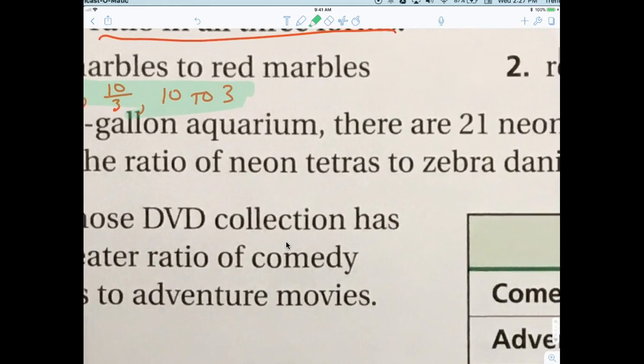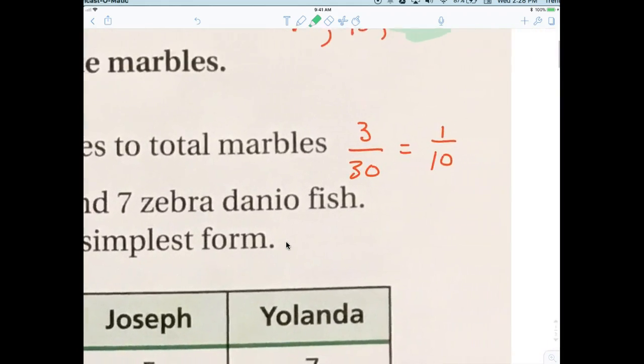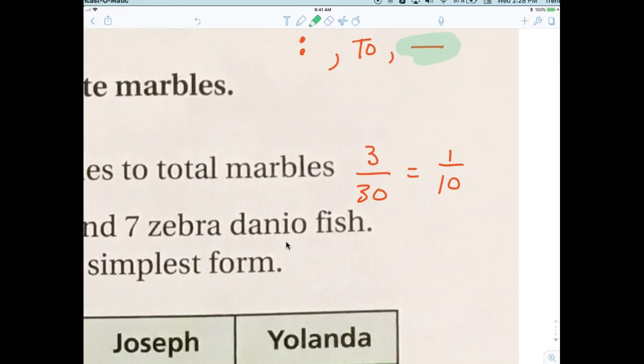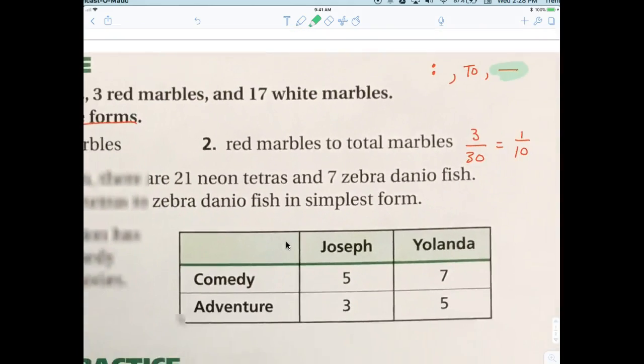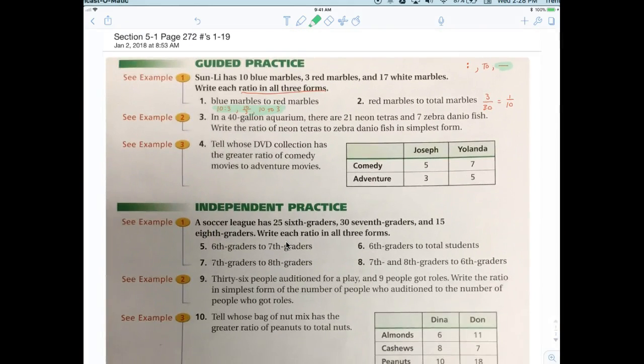So number 2, the answer was 1 to 10, or the fraction 1/10. Do you want us to reduce it? Always, every time you see a fraction, you always reduce it if you can. Now let's take a look at number 3.